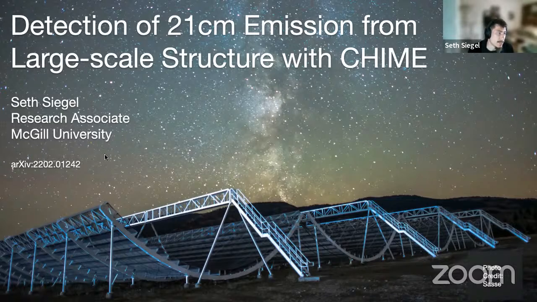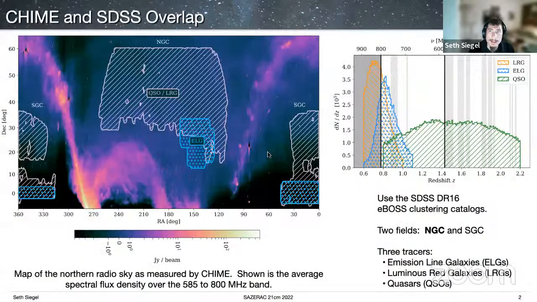This work is described in a manuscript that can be found at this archive ID. Our analysis cross-correlated CHIME data with the SDSS DR16 eBOSS clustering catalogs. We examined three different tracers of large-scale structure: emission line galaxies, luminous red galaxies, and quasars, which are split into two fields, the North Galactic Cap and Southern Galactic Cap.